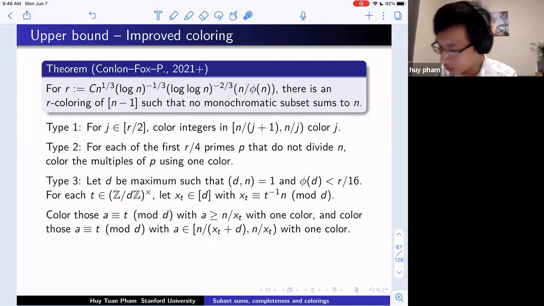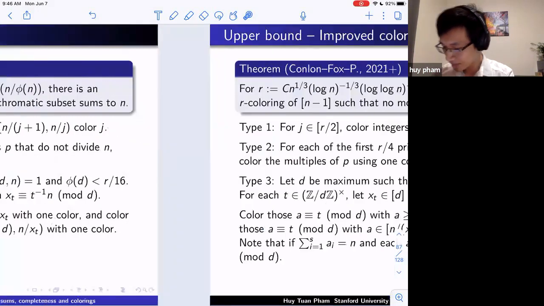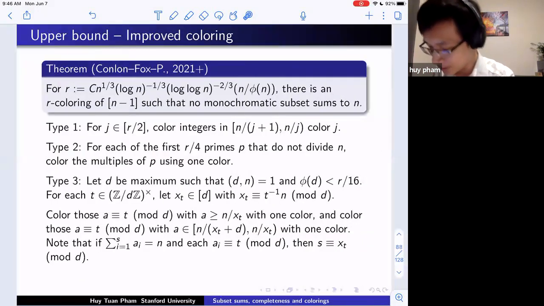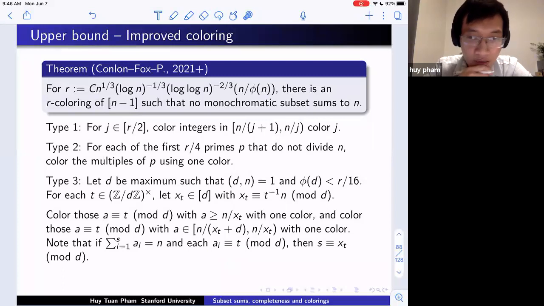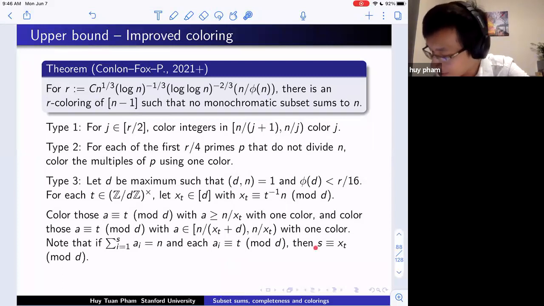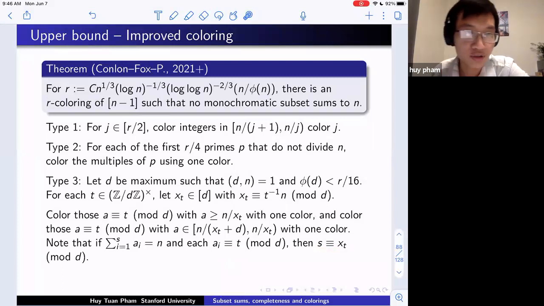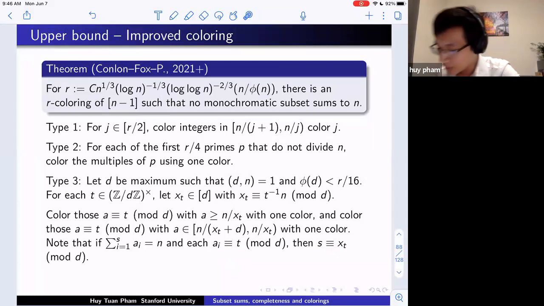So why do we avoid n as a monochromatic sum in those color classes? We'll use this observation. If we have a sum of s elements that is equal to n, and each of the elements is congruent to t modulo d, then we can conclude that s must be congruent to x_t modulo d. So in particular, let's look at this color class.